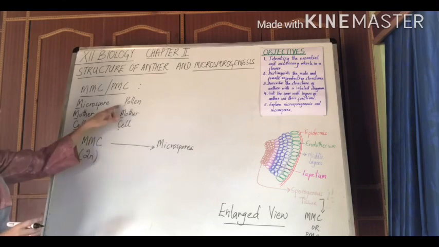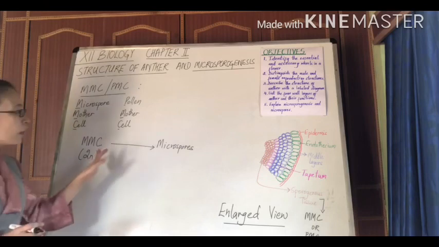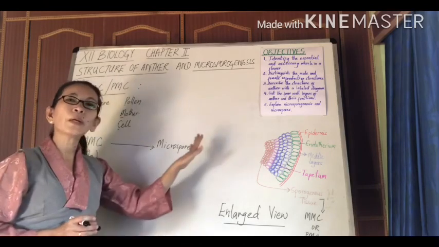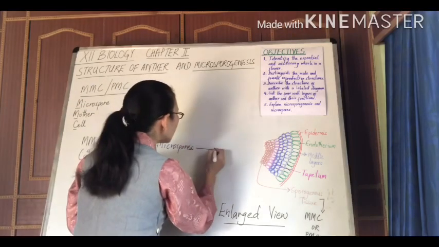Now, why the name pollen mother cell to these cells as well? This is because the microspores would then further divide and differentiate and form into pollen grains.